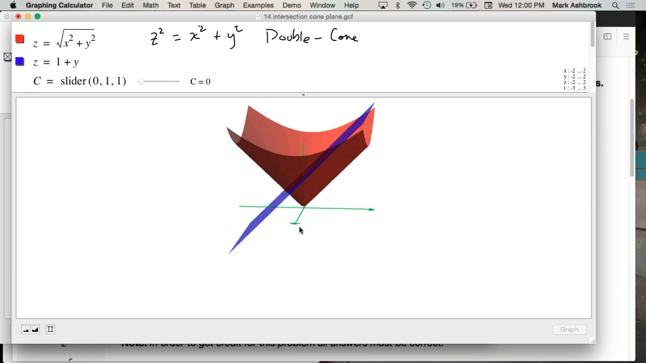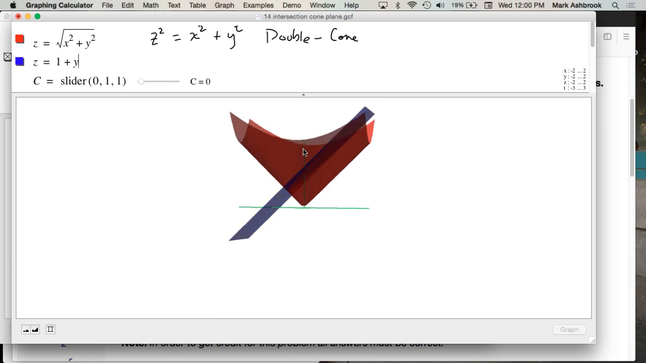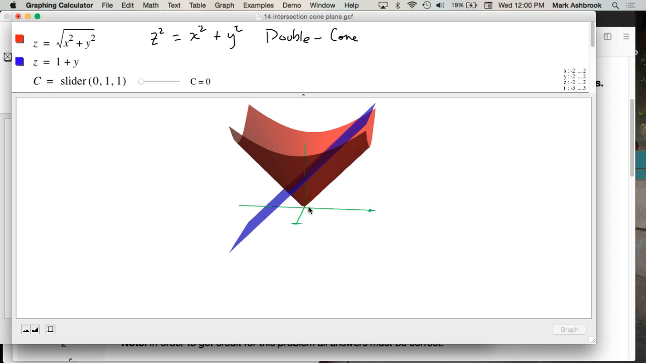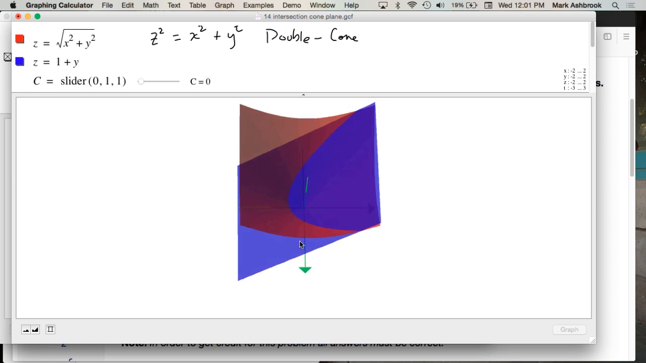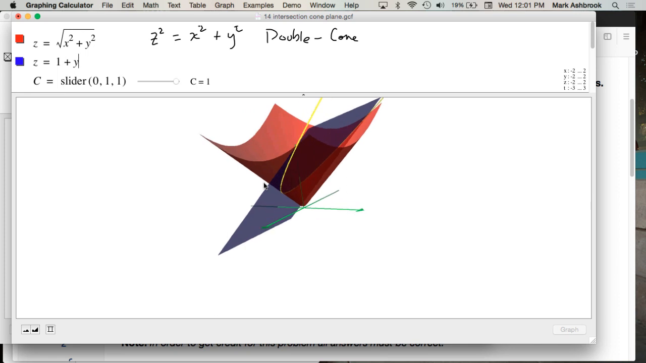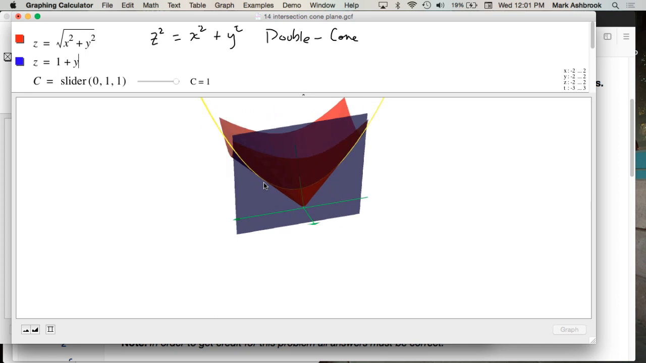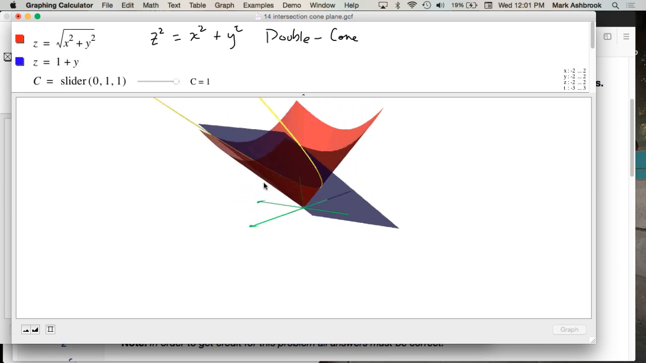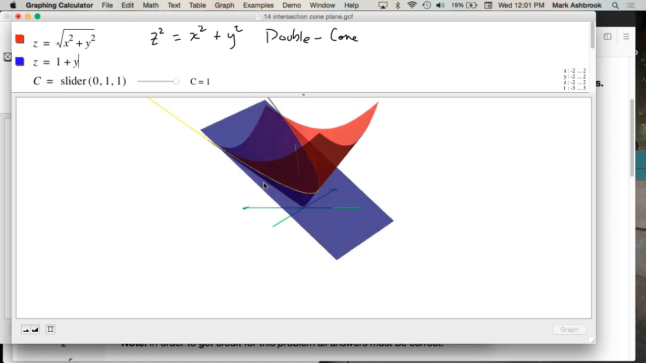It's parallel to the edge, right? So this particular plane is just perfectly parallel to the edge of the cone. And so yes, it does cut in a parabola. So I can show you that here. That yellow curve is showing us the curve intersection of the cone and the plane.